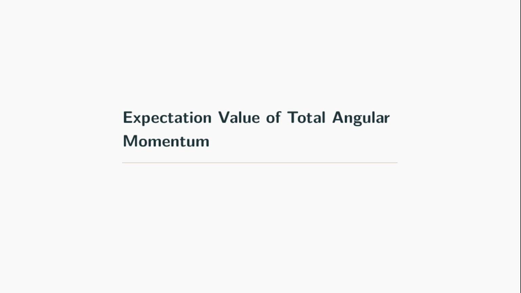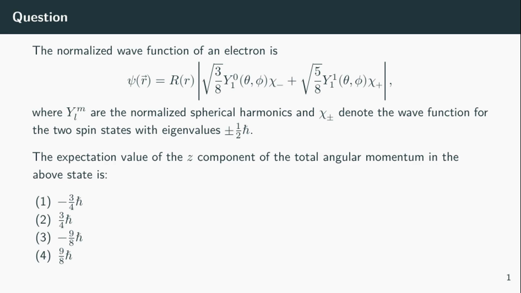Okay, let's look at how to find the expectation value of the total angular momentum for this electron state. First up, we have the question itself. We are given the normalized wave function for an electron. You can see the form there. It's psi of r vector, which equals R of r multiplied by this combination of spherical harmonics and spin states.